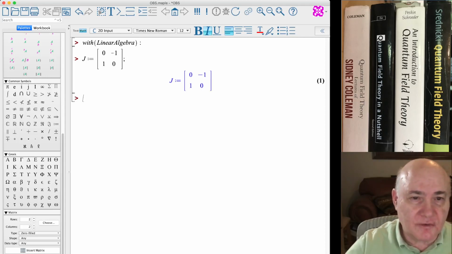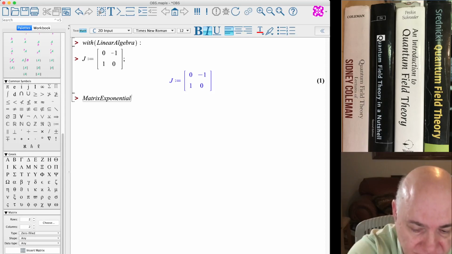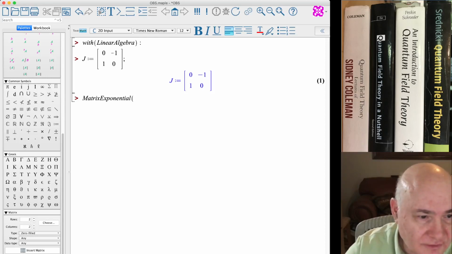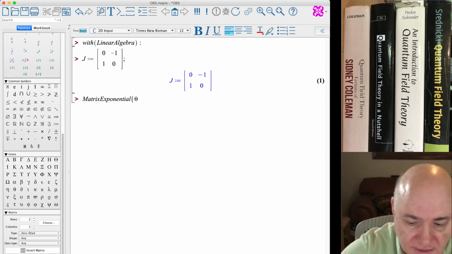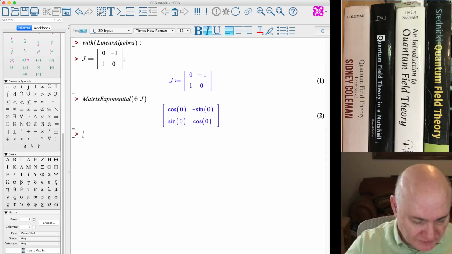You don't have to put the semicolon, it will know automatically. And now, if we want to do the matrix exponential, I can go matrix exponential theta times j, and there it is, and that's exactly what we expect for an active rotation. There's always a chance I get this sign right. It's 50-50. So that does the rotations.